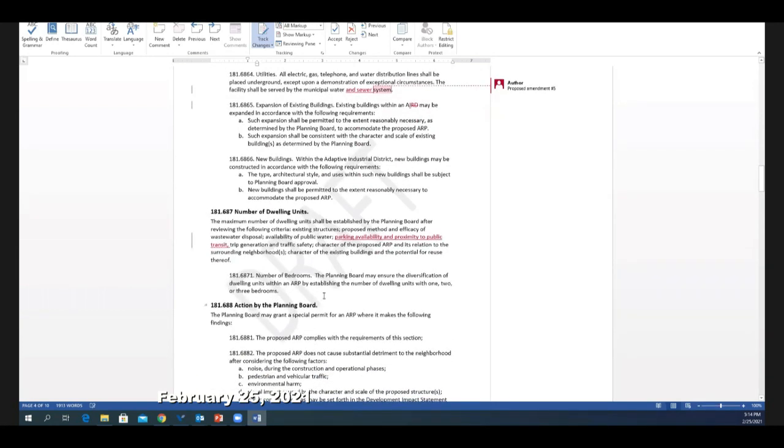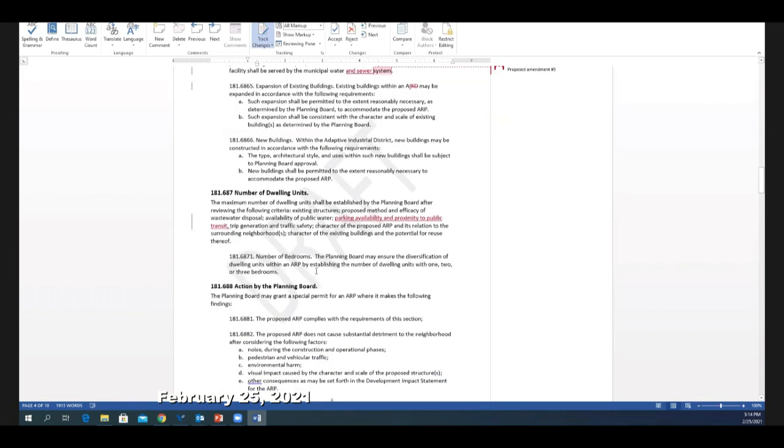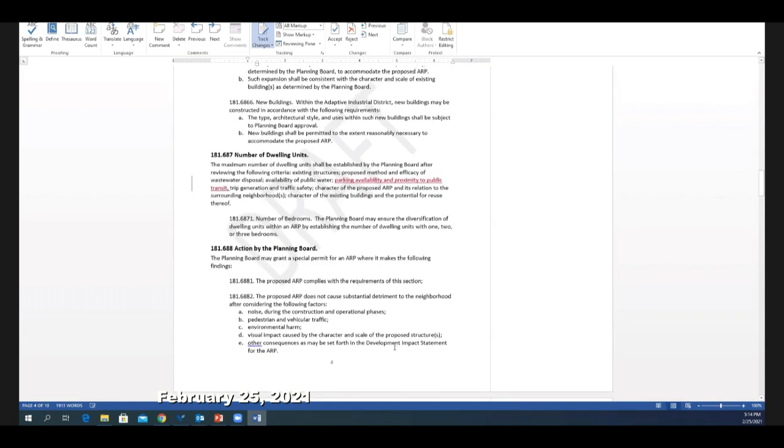Number of dwelling units: it really just lays out the considerations the board should make in determining the number of dwelling units for a given project. And then I have a question on that. With the number of bedrooms, the planning board may ensure the diversification of dwelling units within an ARP by establishing the number of dwelling units with 1, 2, or 3 bedrooms. What is the kind of criteria the planning board would be using as a diversification criteria?